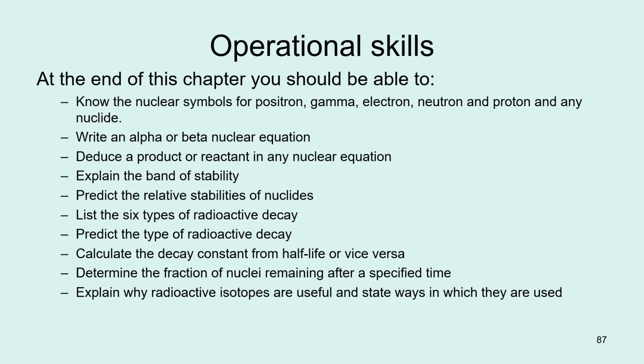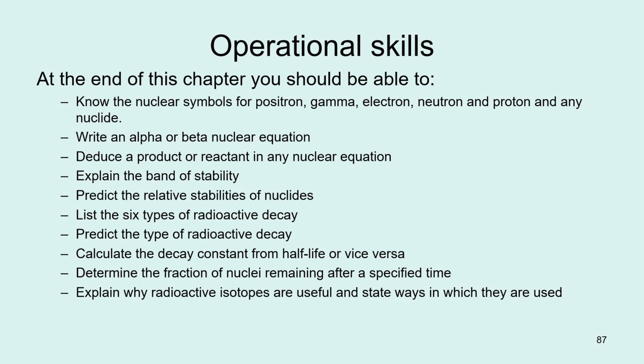Be able to deduce the product or reactant in a nuclear equation. In other words, if there's one blank, be able to determine what goes in that blank. Be able to explain the band of stability and then predict the relative stabilities of nuclides. Will a particular nuclide be stable or unstable? List the 6 types of radioactive decay. Predict the type of radioactive decay a particular nuclide will undergo, like we did earlier in this lecture.